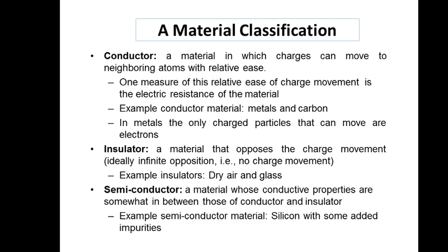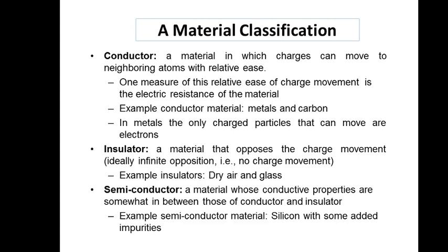One measure of this relative ease of charge movement is the electric resistance of the material. Examples are all the metals and carbon, the majority except one or two. So all the remaining are metals and carbons. In metals, the only charged particles that can move are electrons.